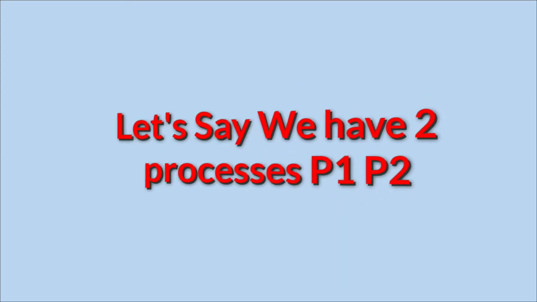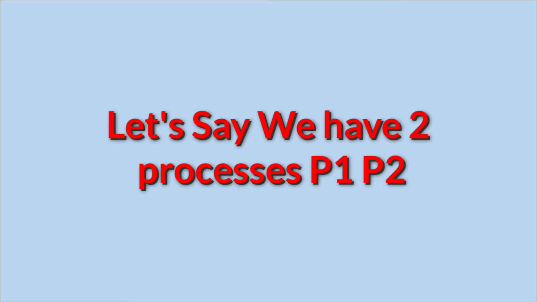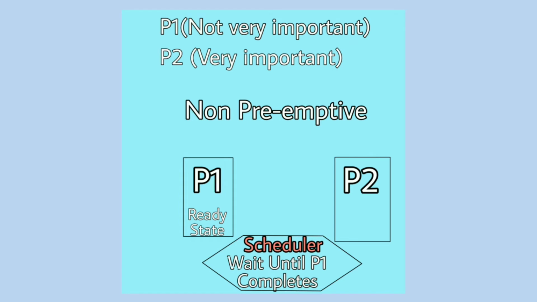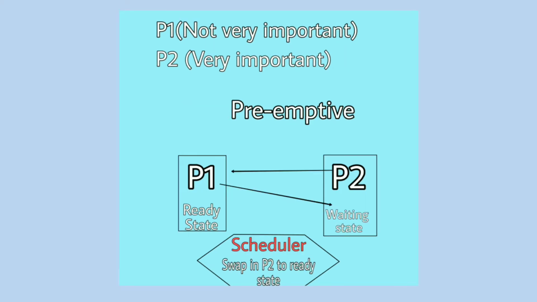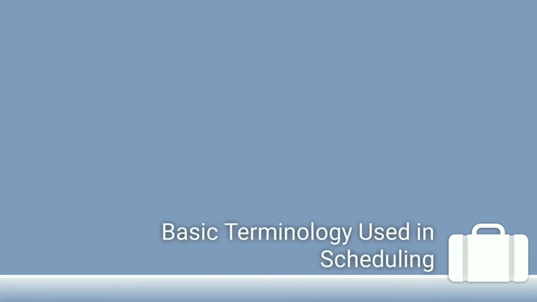Let's understand non-preemptive and preemptive with a very simple example. Let us say we have two processes called process 1 and process 2. Process 1 is in the running state. Even if process 2 is much more important to be executed than process 1, it should wait until the completion of process 1. While in the preemptive approach, the scheduler stops the lower priority process P1 and gives a chance to the higher priority process P2.